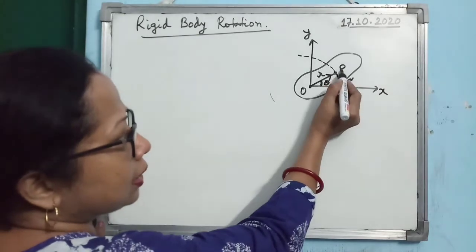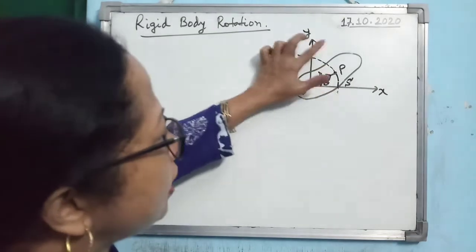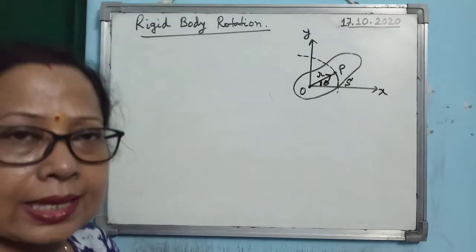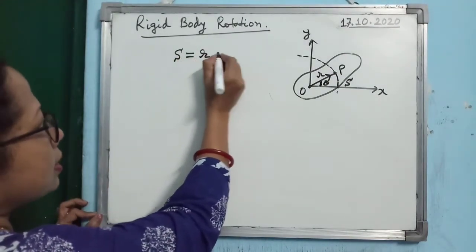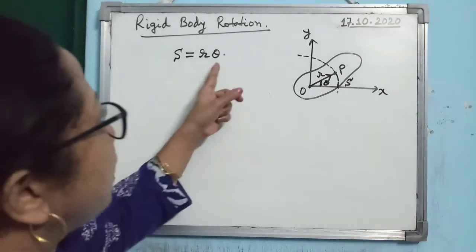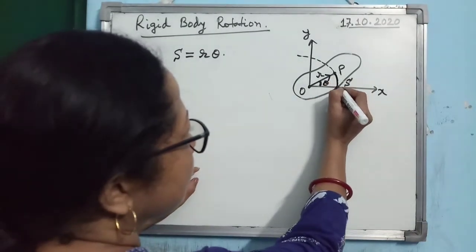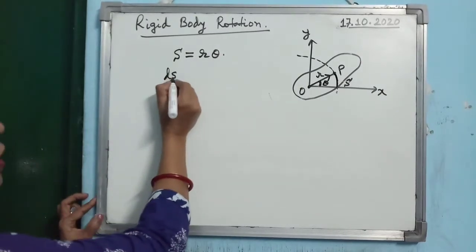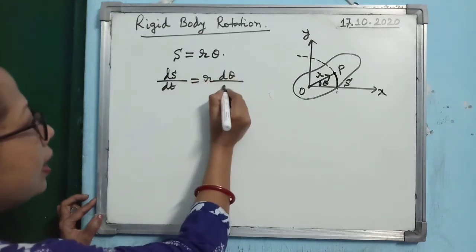So we have considered a particle P on the rigid body, and let us consider the body is rotating over that arc. This is the length of the arc, S. You know the length of an arc is given by the radius of the circular path into the angle subtended by it. So S is equal to R into theta. If you take the derivative of both sides, you can write ds/dt is R d theta/dt.